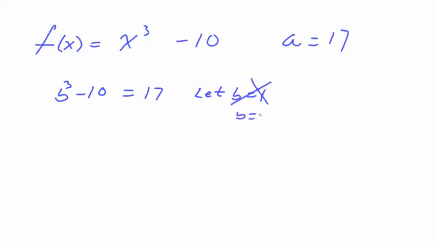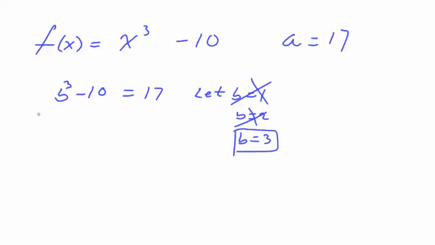What about if b were 2? 2 cubed is 8 and 8 minus 10, that's not going to work either. Cross that out. What about if b were 3? I think that's going to be it, because 3 times 3 is 9 times 3 is 27, and 27 minus 10 is 17. So that's it right there. b is going to be 3.